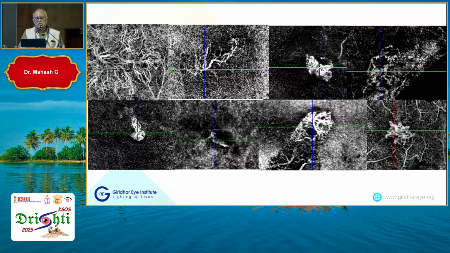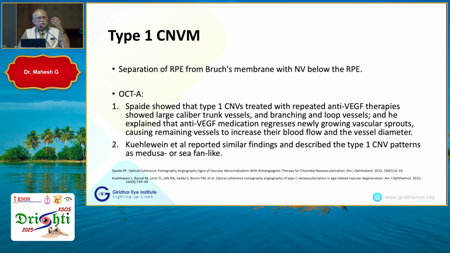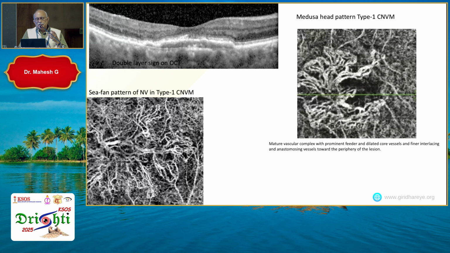There are different types of networks seen in OCTA in AMD: Medusa head, sea fan, pruned tree, and mature trunks. Lots of types of vessels are there. Let me tell you that there are type 1 CNVM or MNV, macular neovascularization, type 2, and type 3. Type 1 is sub-RPE, type 2 is pre-RPE, and type 3 is RAP, retinal angiomatous proliferation, where things are happening down in the retina. So these three will have different findings.